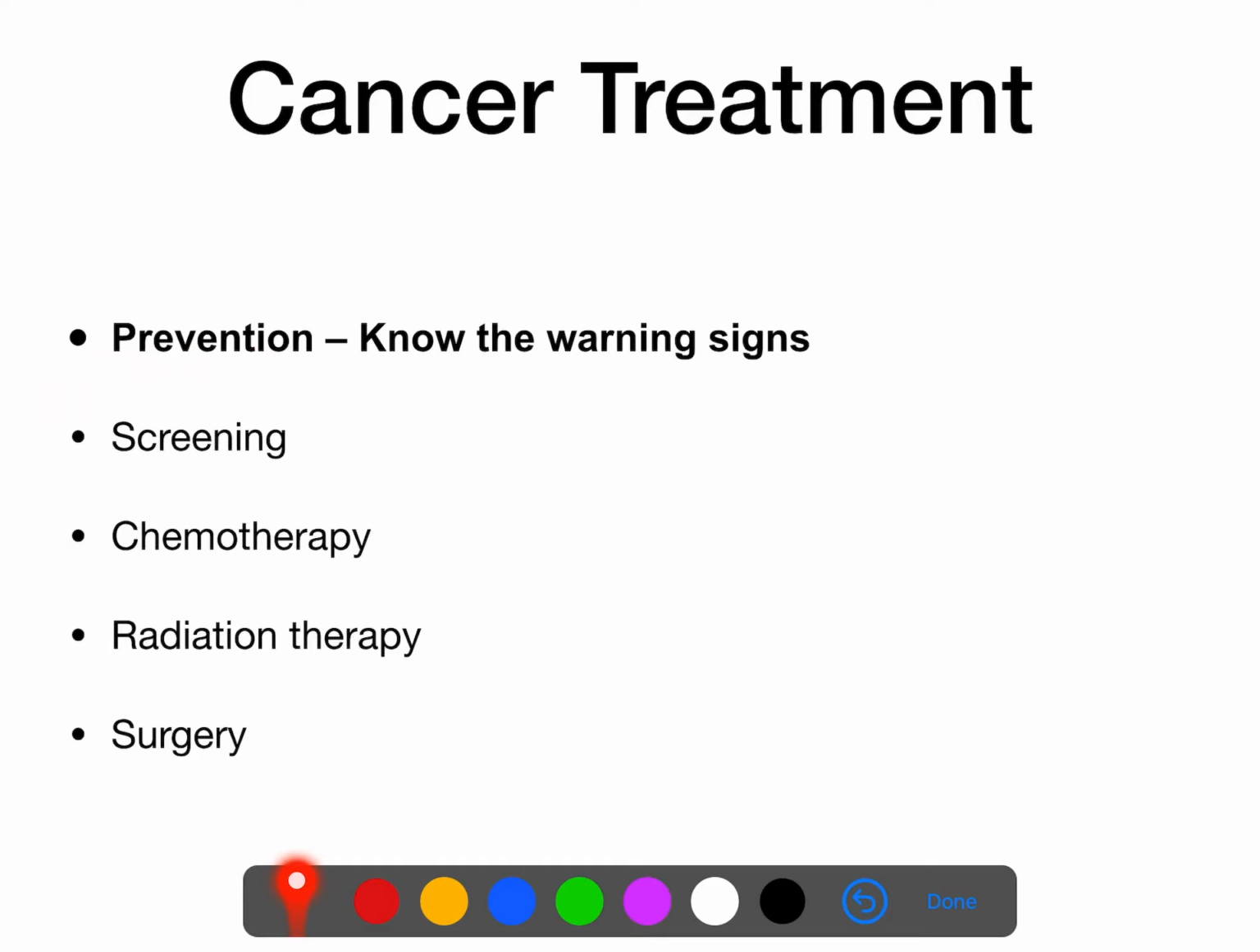So with most cancers, if you can catch them before they become malignant, they're very easy to get rid of. Most cancers. After they become malignant, they're very hard to get rid of. So early diagnosis is key with most cancers.